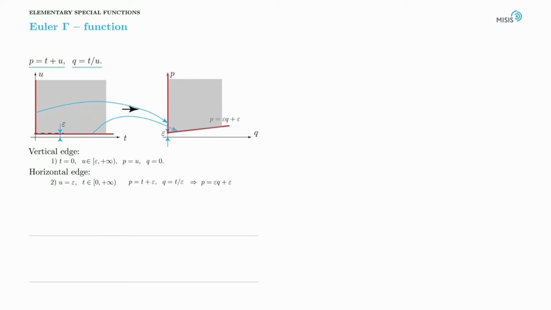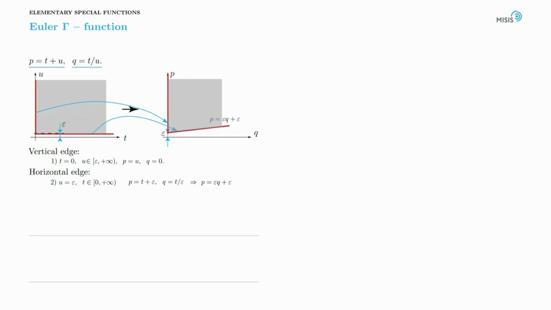Now let's compute the image of the most dangerous horizontal edge. It is this edge that just caused us trouble. Its equation is u is equal to epsilon and t is running from 0 to plus infinity. So here's our parametric equation for the image. P is now t plus epsilon, while q is t over epsilon, where t is the parameter. As we see, our shift indeed helped. The infinity disappeared. Now we have just the parametric equation of the straight line.